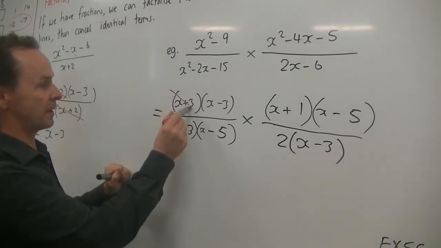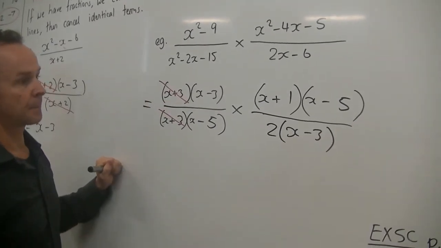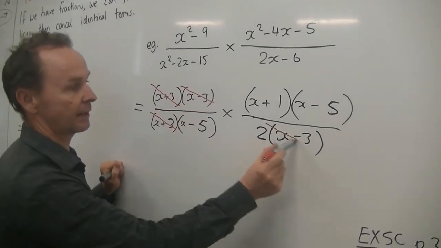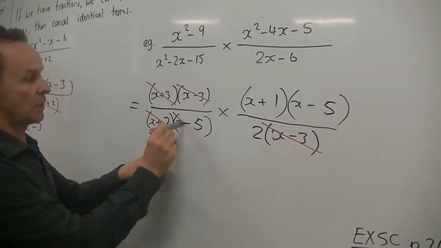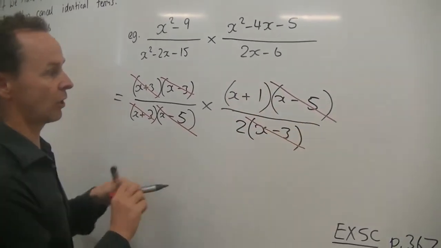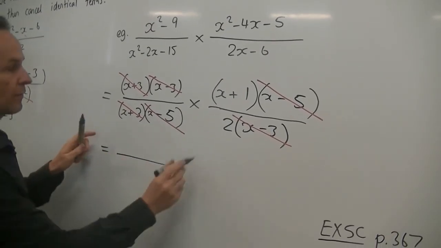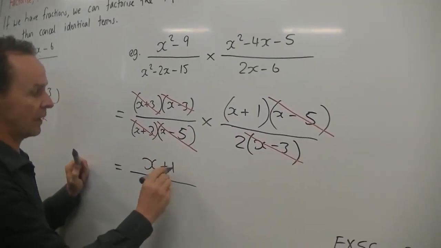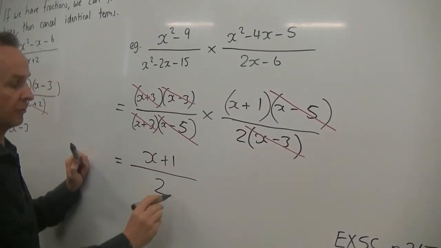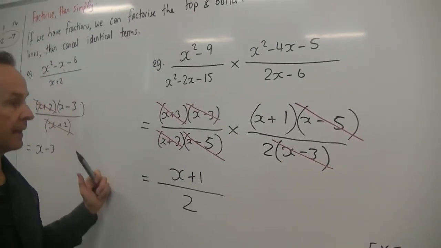So we've got an x plus 3 with an x plus 3. I've got an x minus 3 here and an x minus 3 there. I've got an x minus 5 on the bottom and an x minus 5 on the top. So now all we've got left on the top is x plus 1, and all we've got left on the bottom is 2. And that's the answer, everyone.